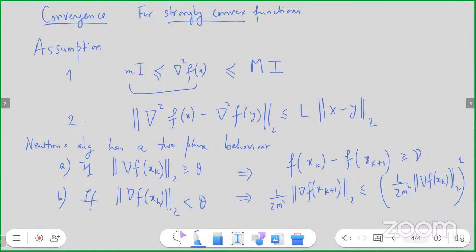What is the right hand side? It's at most 1/2 square. So if I do this k times, what am I going to get? 1 by 2 to the power 2k. Right. So this is in the slope domain. But now my functions are also strongly convex. Can I port that to the function also?